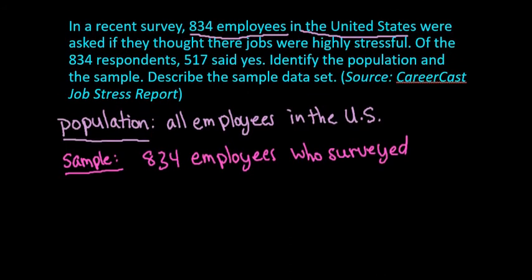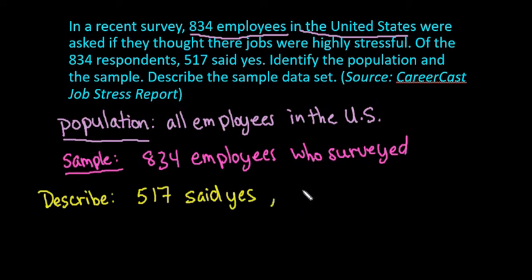So as far as describing this goes, describing is, what did you find? So after you asked your sample of people, we're going to describe, and we had 517 that said yes to the question of whether their job was highly stressful. We could find how many people said no by doing 834 minus 517, which gives us 317 said no. So that might be something that we want to know about this.